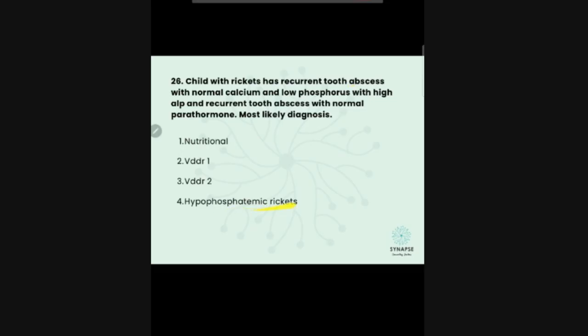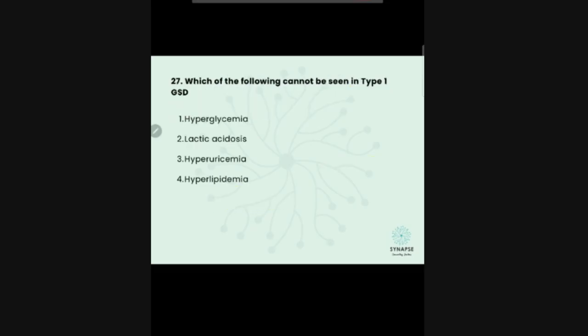So the answer is hypophosphatemic rickets. Okay. Next. Which of the following cannot be seen in type 1 GSD?